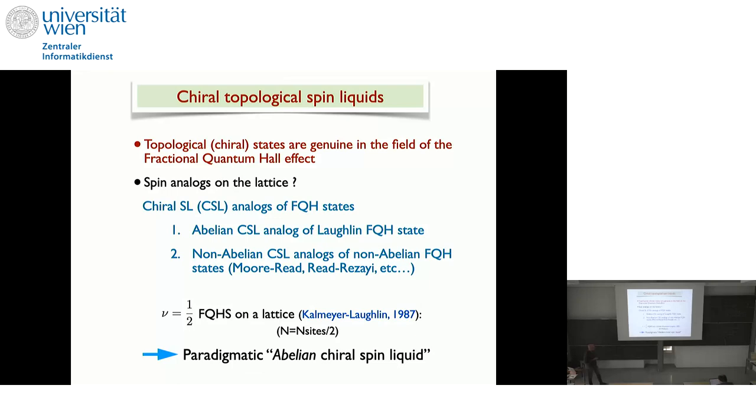In fact, we already know since the late 80s that such a chiral-spin liquid can be constructed easily. That was the work by Kalmeyer and Laughlin, who built such a state from projecting on the lattice a bosonic one-half Laughlin state, and that was really the paradigmatic example of what we may call an Abelian chiral-spin liquid.